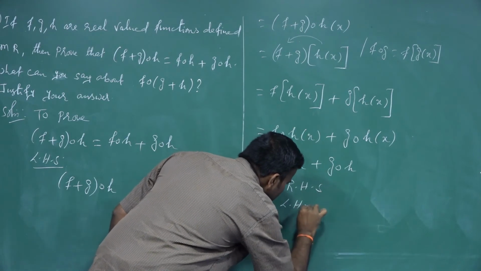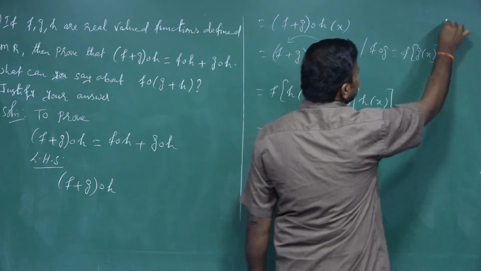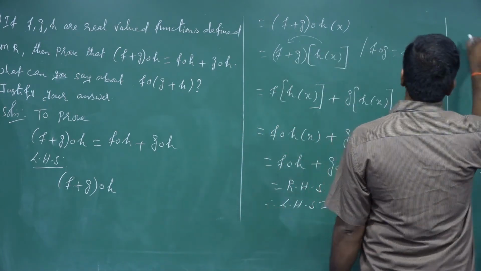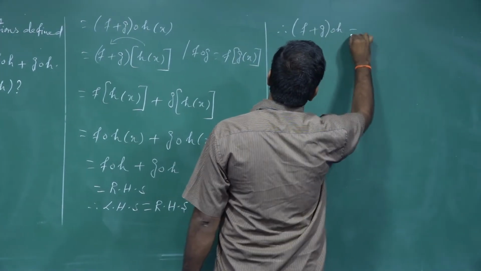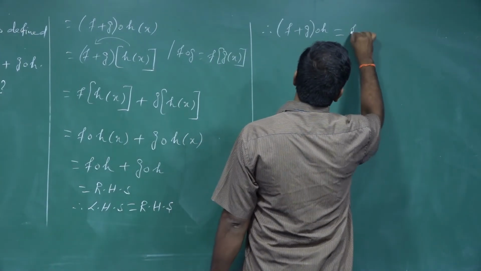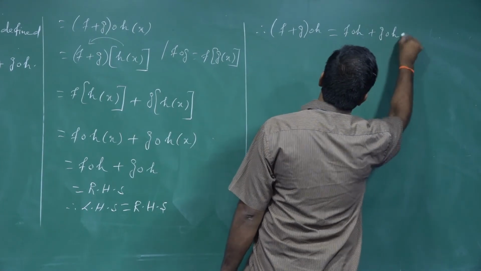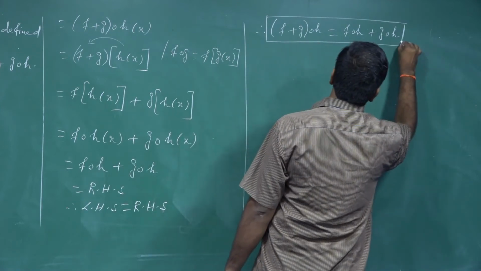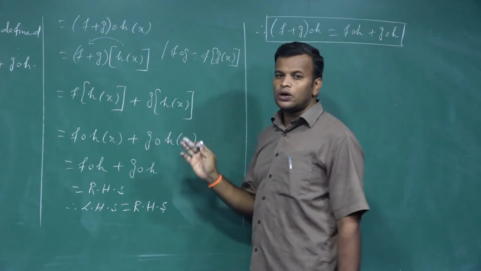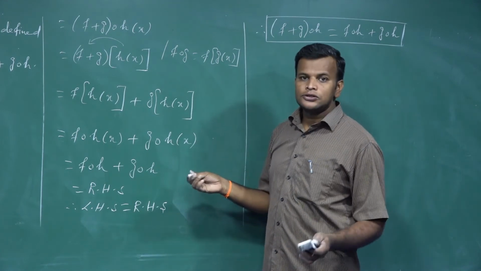Therefore, LHS is equal to RHS. (f + g) ∘ h is equal to f ∘ h plus g ∘ h is proved. So the first one is over. Now we come to the second one. One more identity is also given.